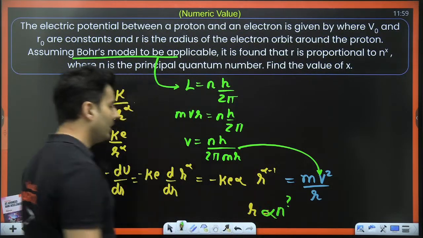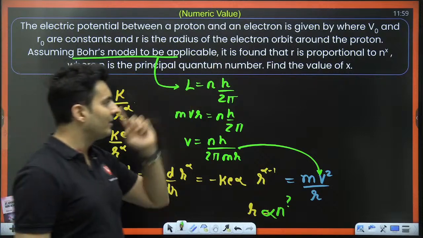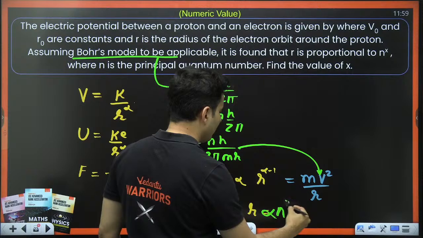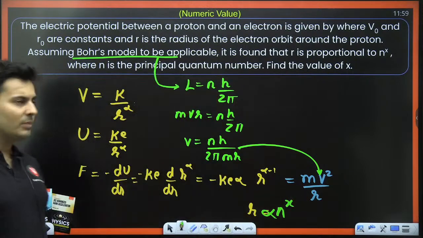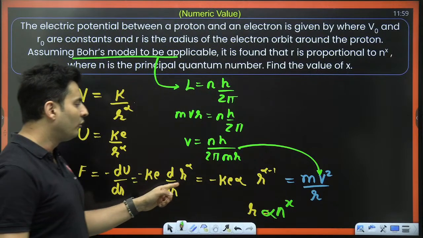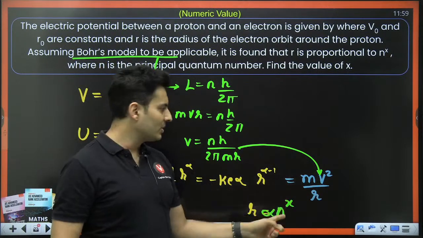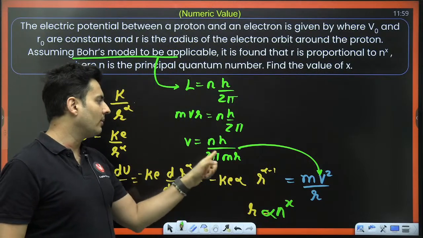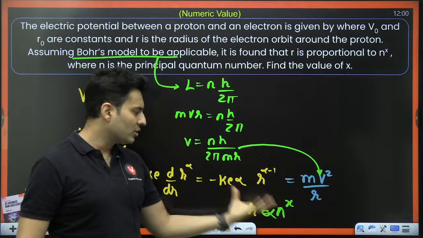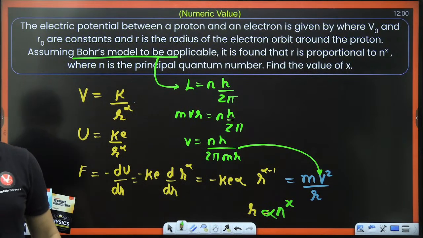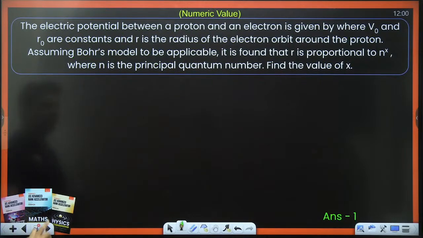R is proportional to n raised to something. That is what you have to find. That something is basically that x over here. You need to understand the procedure: from potential energy to force by dU by dr. Force is equal to centripetal force, so it is mv square by r. Angular momentum is nh by 2 pi. From that you get velocity. Substitute the velocity, solve this, and you will get the answer. Cool. Fair enough. Let's move to the next one.